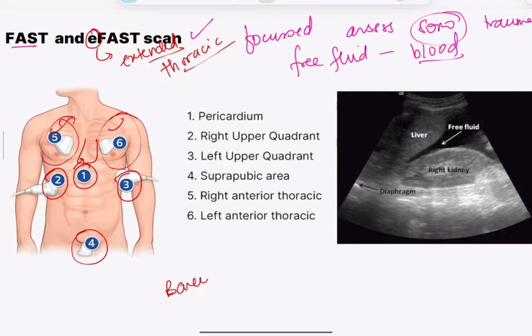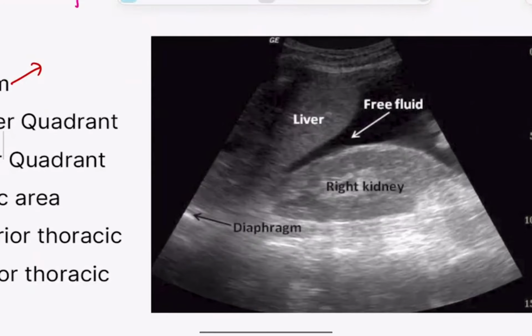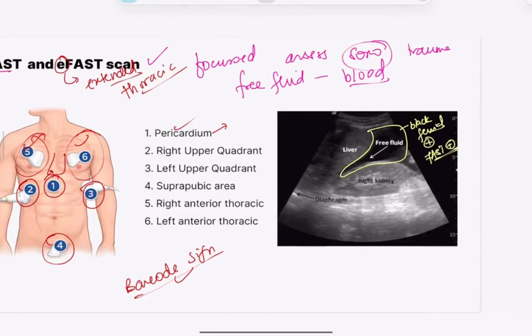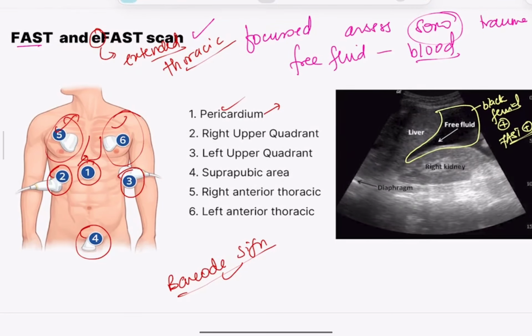Pneumothorax gives the barcode sign. We have discussed this in respiratory radiology. So you are looking for cardiac tamponade, pericardium is also involved. So look at this image, whether this is FAST positive or FAST negative. You see this black area. Remember, black on ultrasound is fluid. So if you see the presence of the free fluid, it is FAST positive. It is FAST positive, telling you that from some organ the bleeding is occurring.